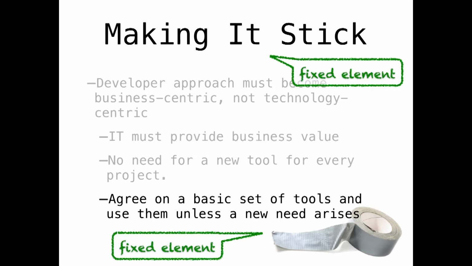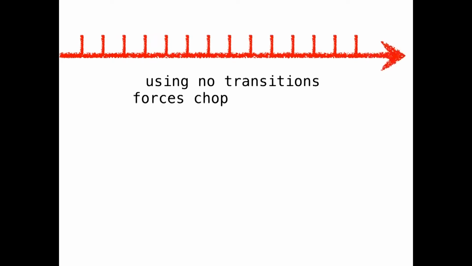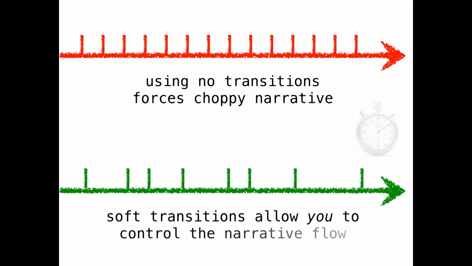So when you use no transitions in your slide deck, you're building an info deck, you're also forced into a very choppy narrative. Your narrative is now defined by the boundaries of the slides. When you use soft transitions, you use the tool more intelligently, you get control of the narrative flow. So you can tell exactly how much time people should spend on one subject before they move to the next one. You don't have this artificial cadence of slide barriers going by over and over again. So we much prefer soft transitions to hard transitions.